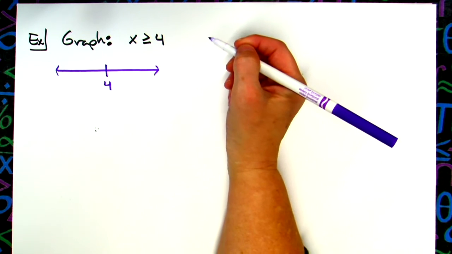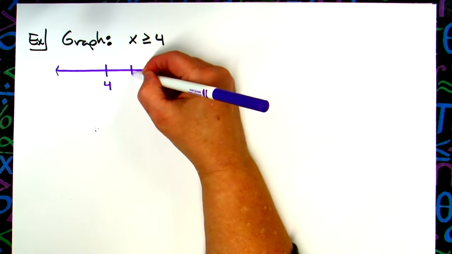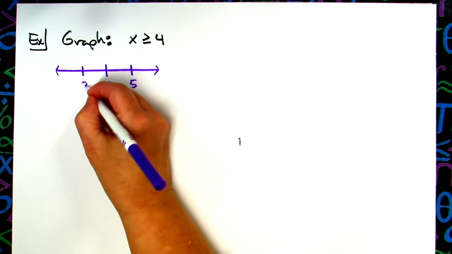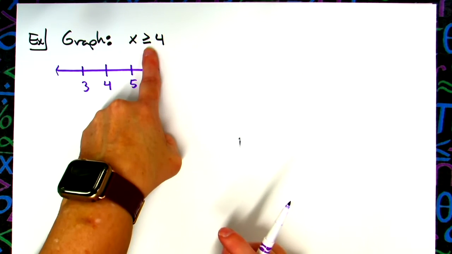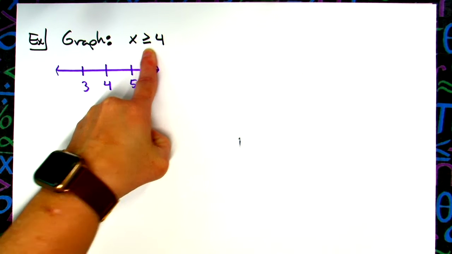I do want 2 numbers on both sides, because I want to know you know how to draw a number line. What number goes on the right? 5. What number goes on the left? 3. Okay, then you're going to come up here and you're going to look at that symbol. Do I need an open dot or a closed dot? Closed dot.